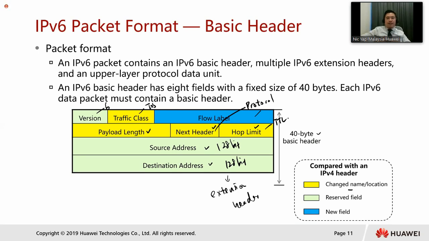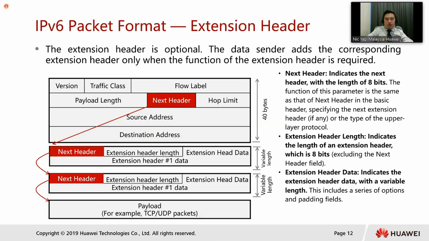So far okay. You can see that the next header is about what they are carrying. This is on the next page, to give you more idea of the basic header and also the extension headers. The next header tells you that I have another extension header. Inside the extension header, you also have another extension header. You can accumulate multiple extension headers to increase the capabilities of IPv6. The extension header is optional. The data is sent in the corresponding extension header only when the function of the extension header is required.